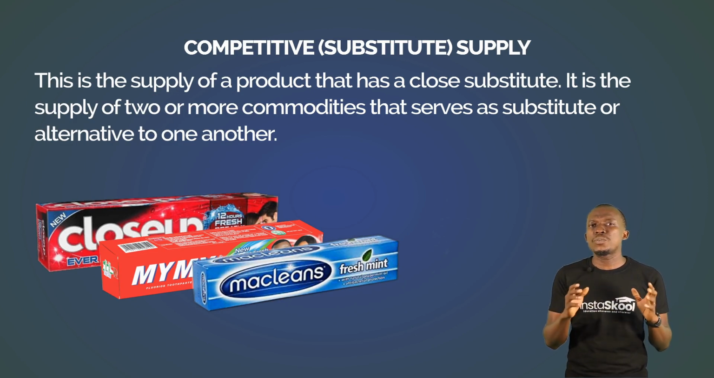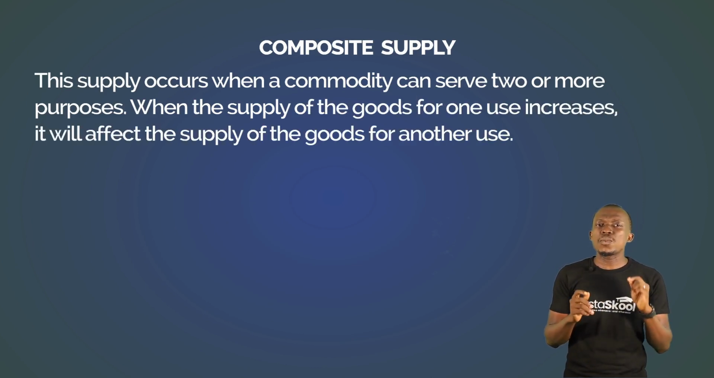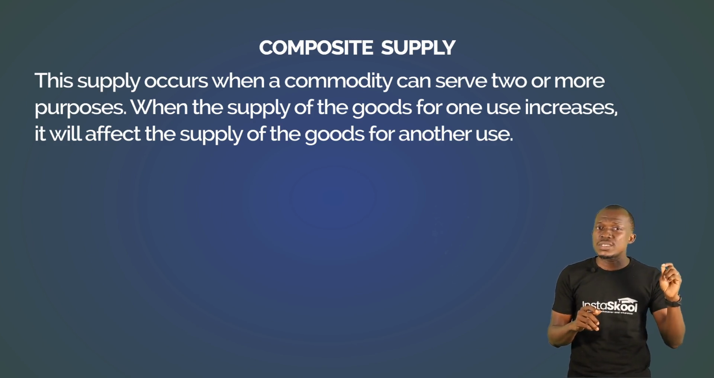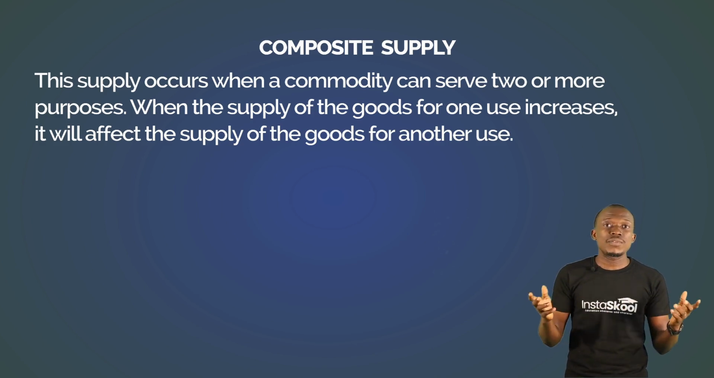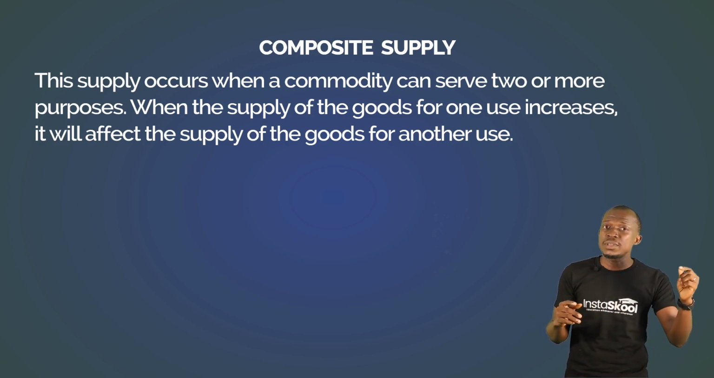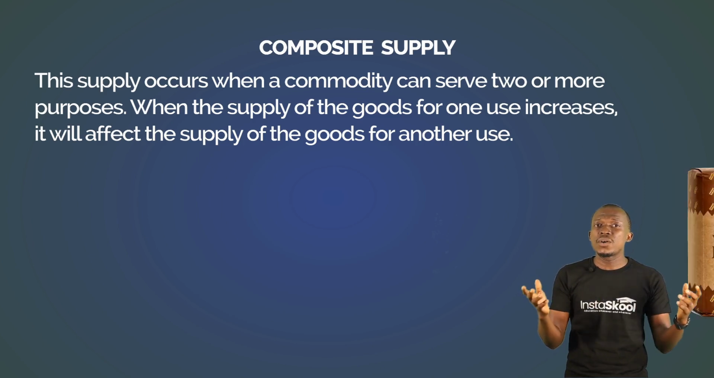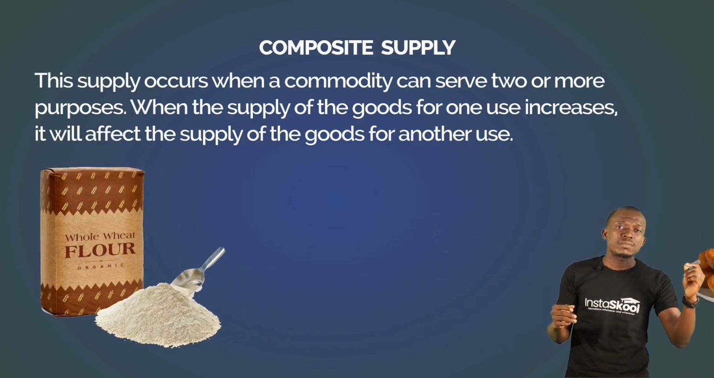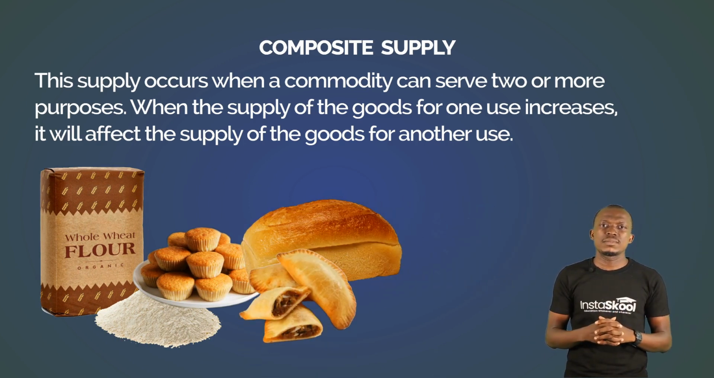Finally, we have composite supply. This is the supply of a good that has more than one use. When the supply of the goods for one use increases, it would affect the supply of the goods for another use. Take for example, you have an expanse of land. If you supply some for farming, it will affect the supply of land for building. Or if you have a bag of flour and you are baking cake with it, it will reduce the quantity of flour you have to make either bread or snacks. Those are the types of supply.